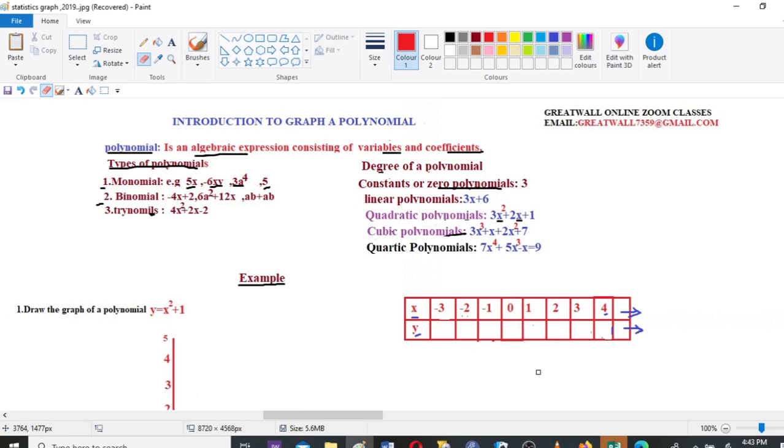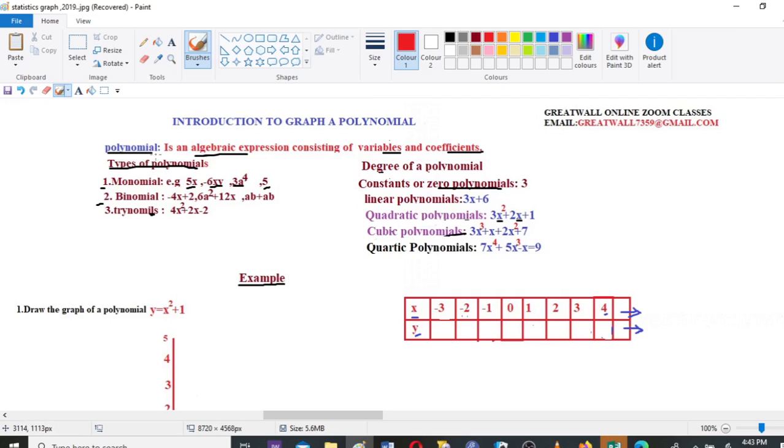In this class, I'm going to introduce you to polynomials and how to draw the graph of any polynomial. I will not go into details explaining what a polynomial is, but we can just look at the summary. So let's look at the summary just here. Some of the other details that I may leave out, you can read more on this topic.